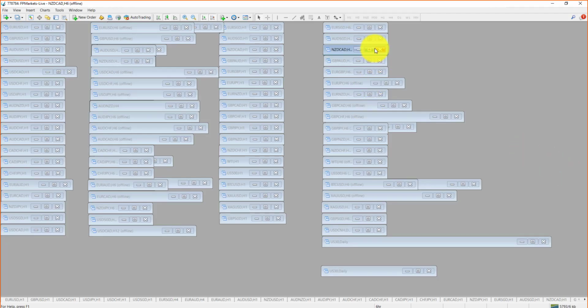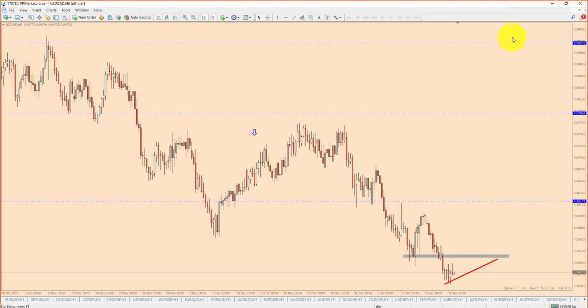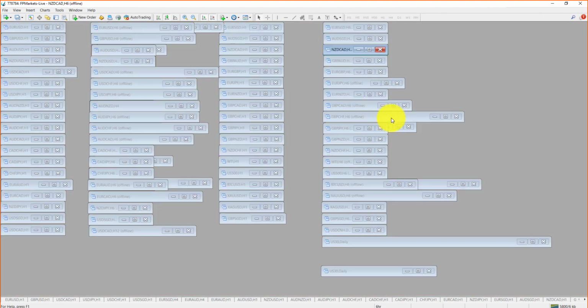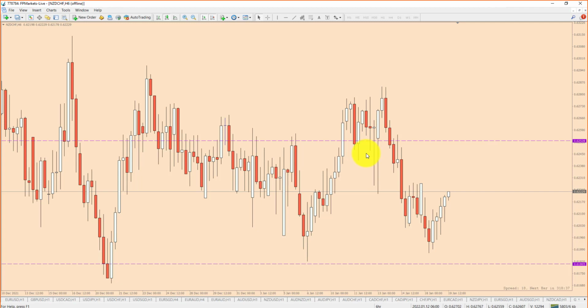Another one, was that the New Zealand CAD? Oh, New Zealand CAD, sorry. I said New Zealand Swiss. New Zealand Swiss, of course, is right here. This is a little bit trickier.